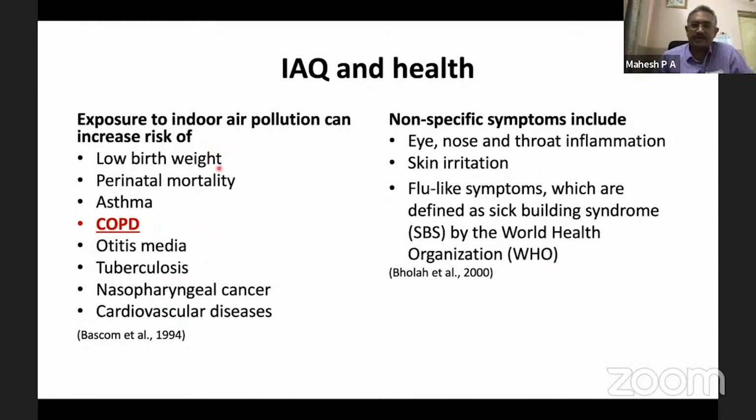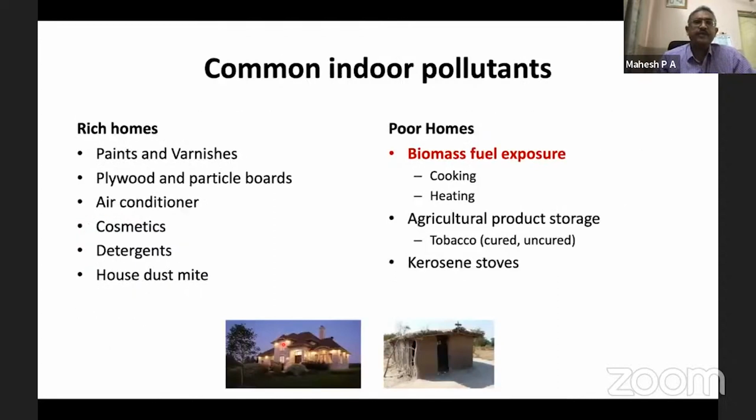Low birth weight, just like you have heard from Professor Kilnani about the impact of outdoor air pollution, these again extend from womb to tomb. Low birth weight, perinatal mortality, asthma, COPD, otitis, tuberculosis, cancers, cardiovascular diseases, it spreads across the spectrum. They have found carbon particles in the brain. So I'm sure about cognition too; we have done some studies that show that people exposed to biomass particles also have poor cognition.